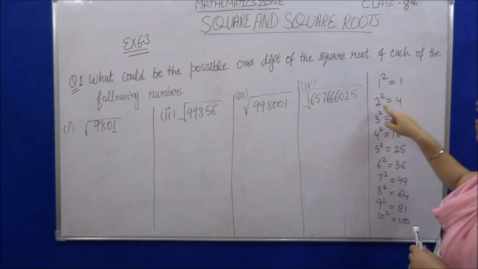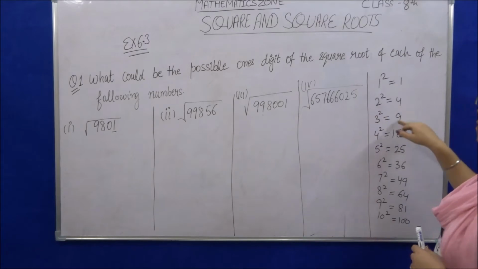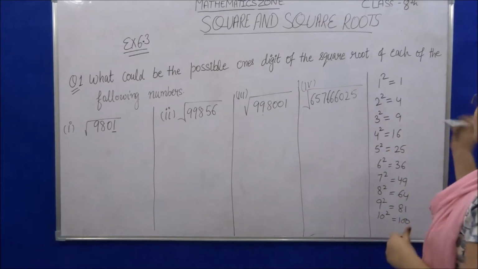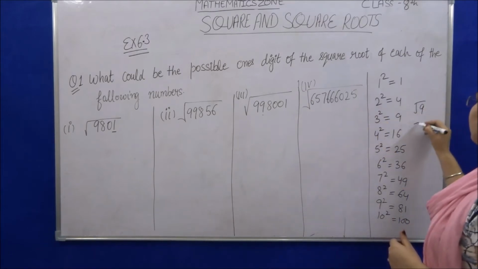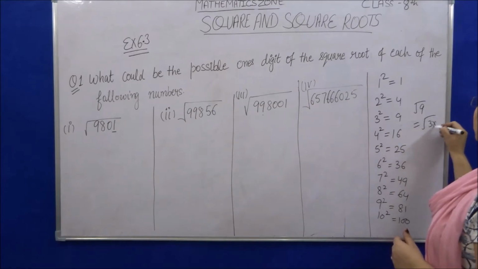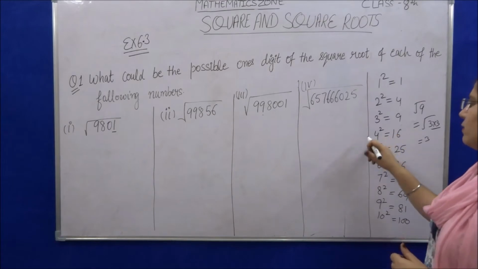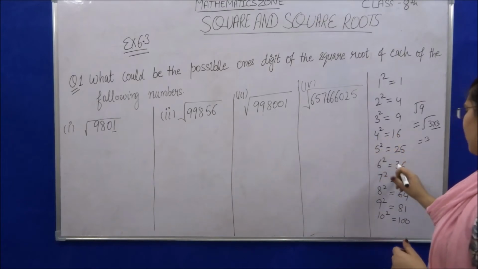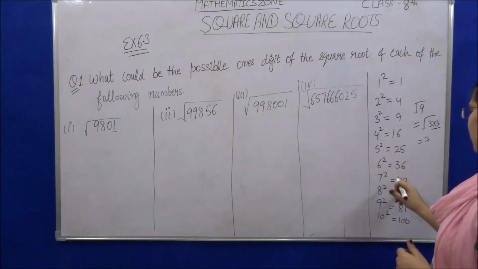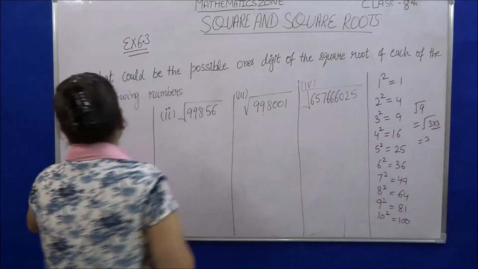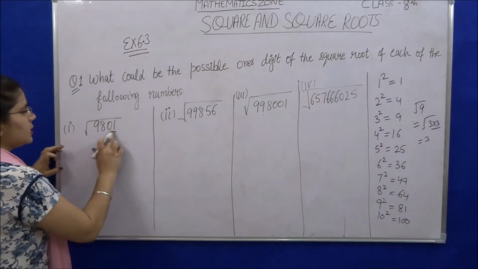Square root of 4 will be 2. Square root of 9 will be 3, that is, 3 into 3 will be 9. In a similar way, 16 will be 4, 25 will be 5, 36 will be 6, 49 will be 7. Here the unit digit is 1.